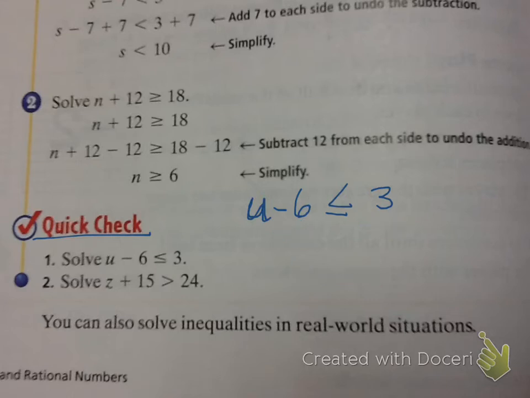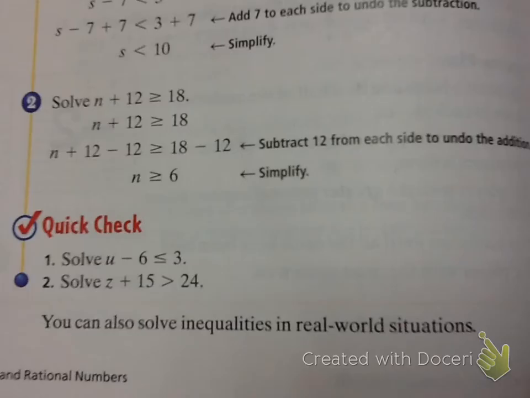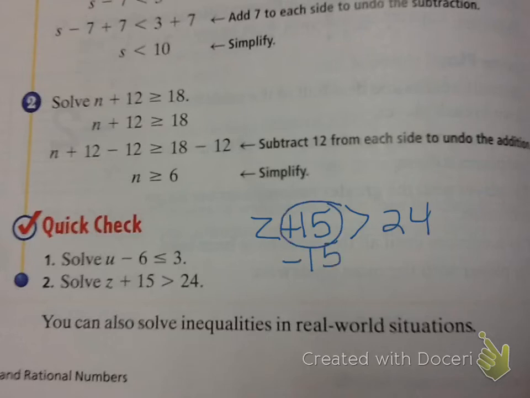Now, let's look at number 2. Alright, number 2 is z plus 15 is greater than 24. Again, we want z by itself, and we have this plus 15, so we're going to do the opposite operation and subtract 15 from both sides here. So now we have z on the left side is greater than, work this out, so this would be 9. You can also use solve inequalities in real-world situations, so they'll give you another example on the next page.